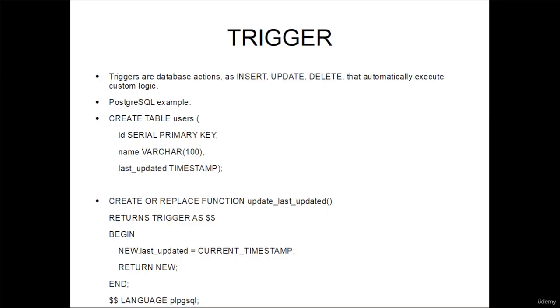What happens here? CREATE OR REPLACE FUNCTION defines a function named update_last_updated. RETURNS TRIGGER indicates this is a trigger function. NEW.last_updated = CURRENT_TIMESTAMP updates the last_updated field of the modified row. NEW represents the new row data. RETURN NEW returns the modified row to complete the operation. LANGUAGE plpgsql specifies the function uses PL/pgSQL.